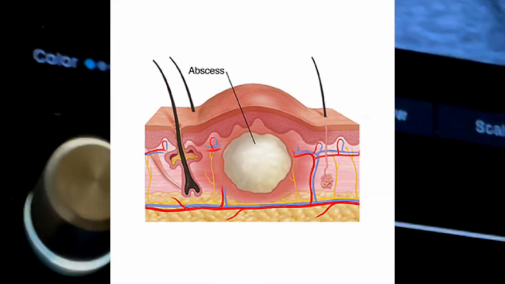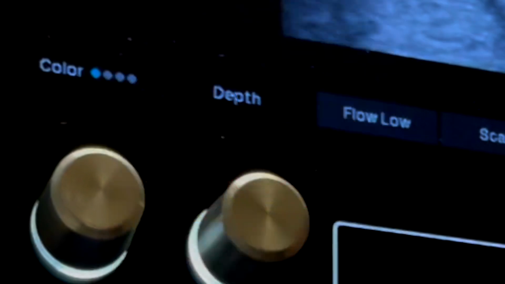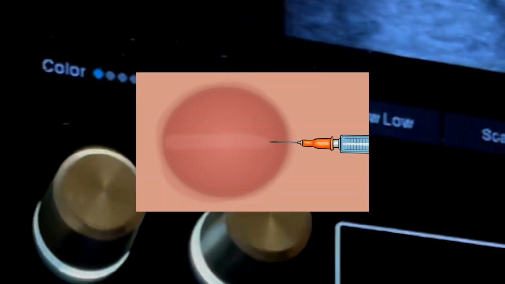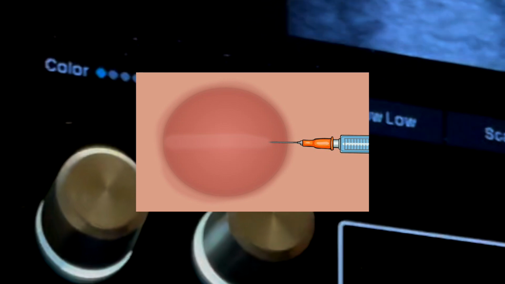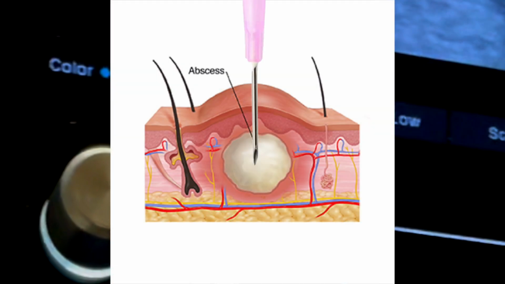And as a point of clarification, when using our lidocaine and the needle, we're not injecting inside the abscess space. We're just using the needle to locate the location of the abscess, and then we're just going to create a superficial wheal on the surface of the skin. Injecting inside the abscess space just creates more pressure and doesn't work very well.